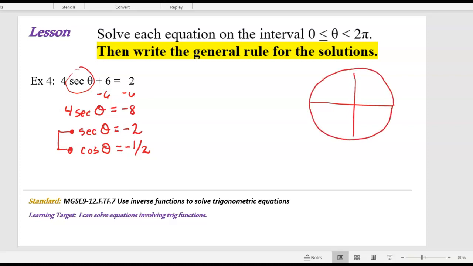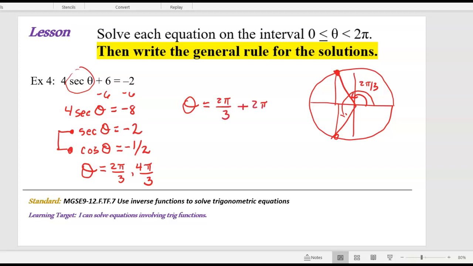I want to know where the x-coordinate is -1/2, for which angles. So an x-coordinate of -1/2 takes me to 2 pi over 3 and to 4 pi over 3. So theta is going to be 2 pi over 3 or 4 pi over 3. The general rule is going to be theta can equal 2 pi over 3 plus 2 pi k, or 4 pi over 3 plus 2 pi k.